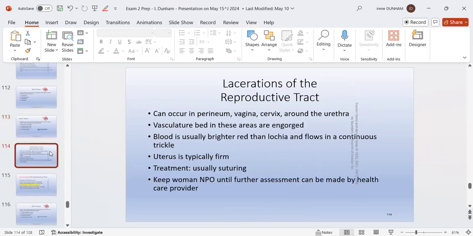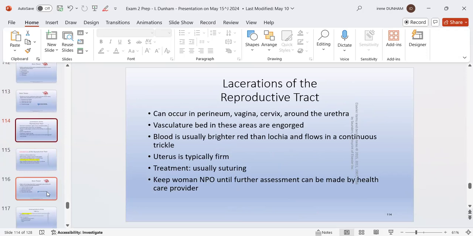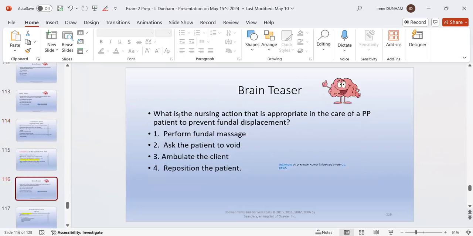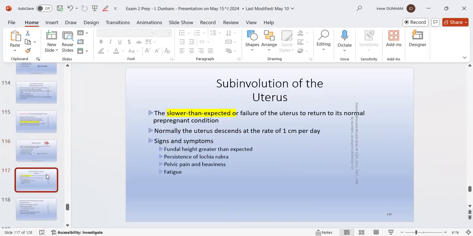All right, let's see what we got here now. Oh, we already talked about laceration, so we're good on that. How about this brain teaser? What is the nursing action that's appropriate in the care of a postpartum patient to prevent fundal displacement? Number 2. That's right. Encourage her to void. You got it. Absolutely wonderful.